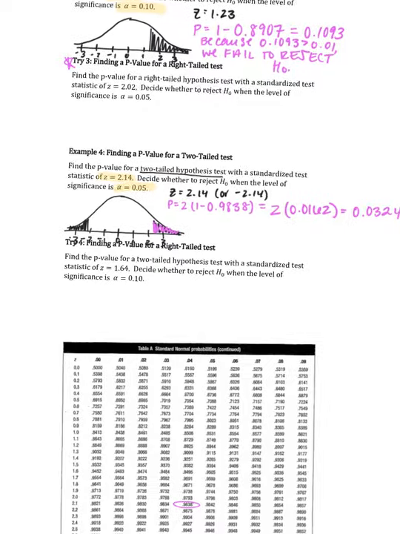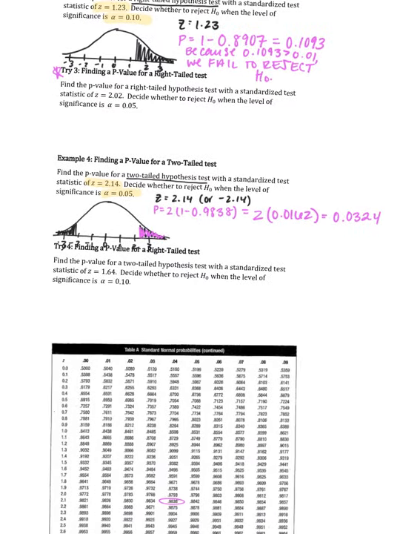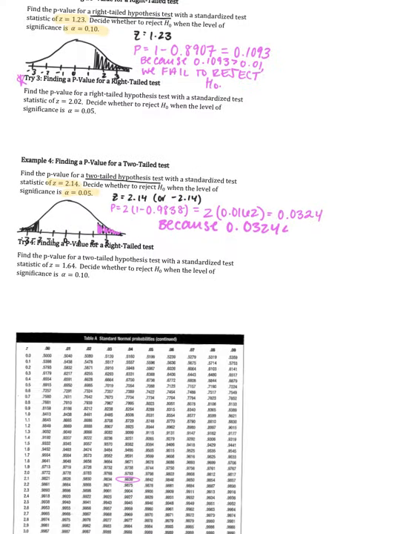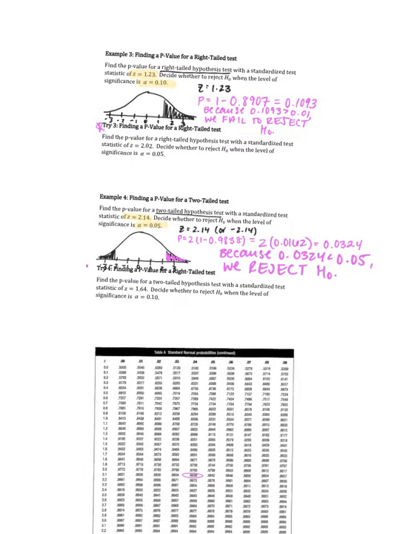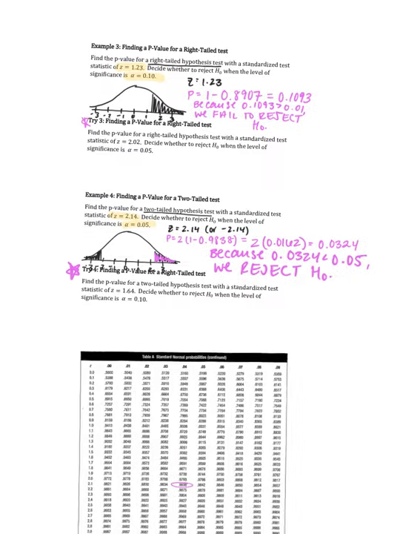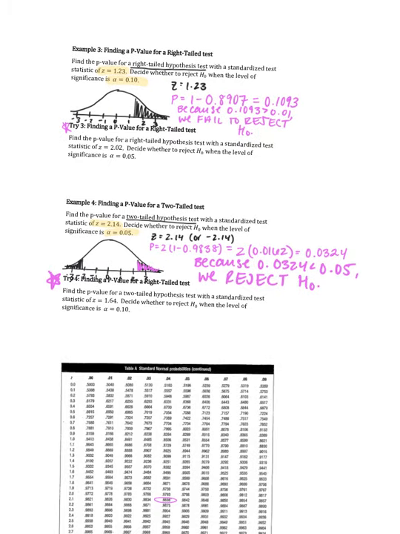Okay. Now we have to compare that to our level of significance. So because 0.0324 is less than our level of significance, which is 0.05, we say we reject the null hypothesis. Okay? And then you guessed it, try number 4 is your last homework problem. Okay, so again, you don't accept the null hypothesis. You either reject it or you fail to reject it. We never say we fully accept it because you can't. It's just based on a set of sample statistics rather than the entire population.